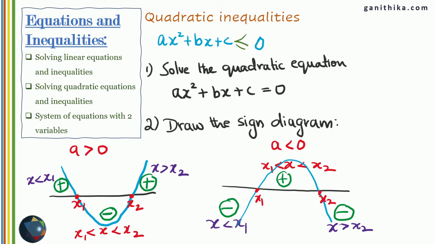So these are the 3 sets of solutions. X less than x1, x greater than x2 is one set of solutions, and x between x1 and x2 is another set of solutions. According to a greater than 0 or a less than 0, you will see whether it is positive or negative and where it is positive using the sign diagram.